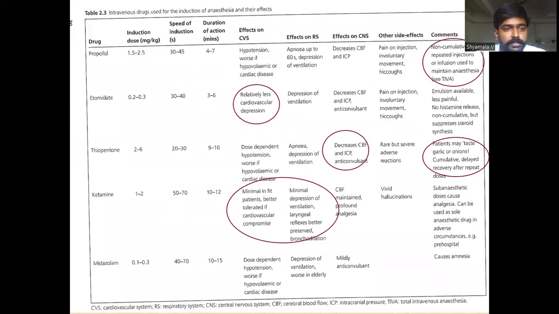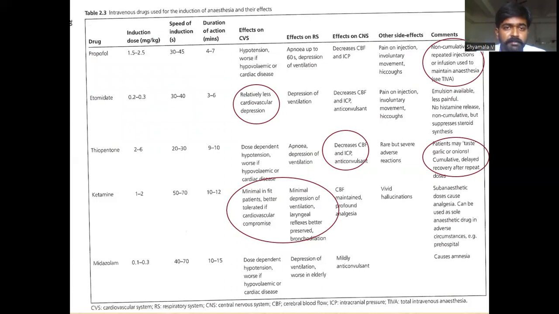Some main salient features: each and every drug has its own unique properties. Propofol is most commonly used in all types of anesthesia, and is very good for total intravenous anesthesia, where we use only intravenous anesthesia and nothing else, like no inhalation agents or added spinal or epidural. We give anesthesia only via the intravenous route. Those kinds of surgeries are more suitable when performed under propofol.